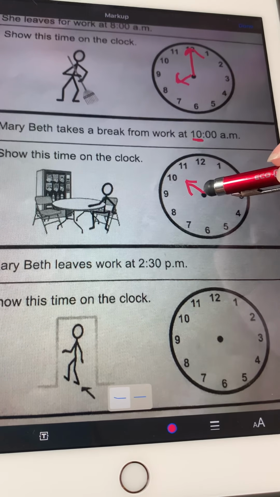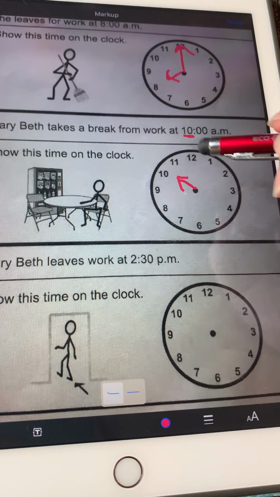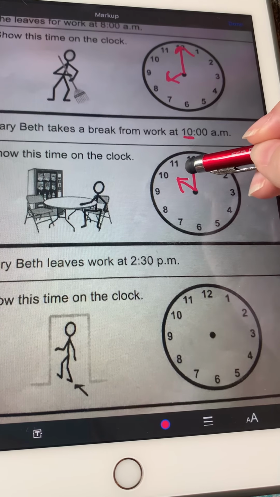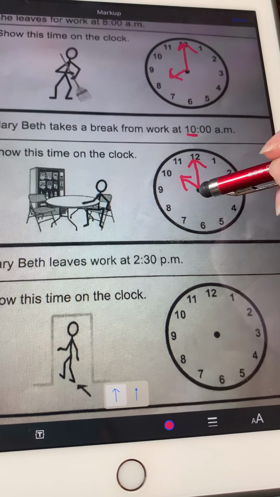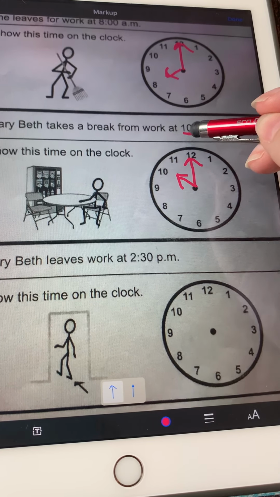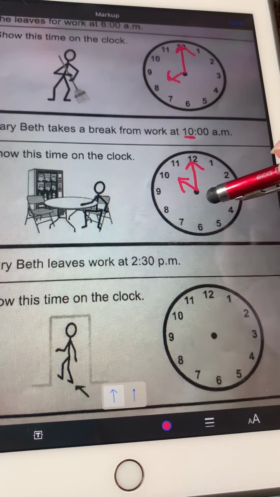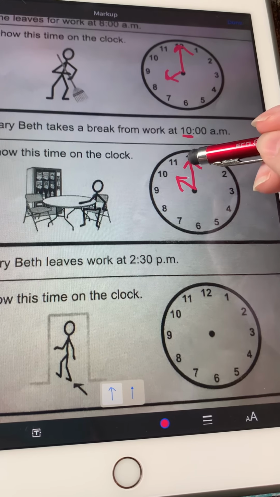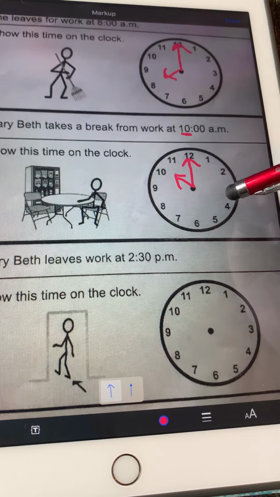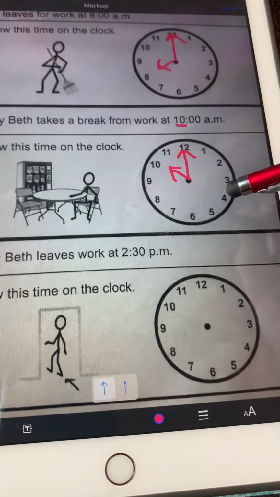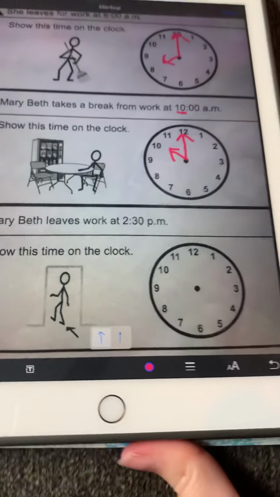So that means we got to go up to the 12. Okay, so you're going to have a little hand, which is your hour, and that's always going to be the first number. And then you're going to have a big hand, your minute hand, and that's going to be on the other side of your colon.